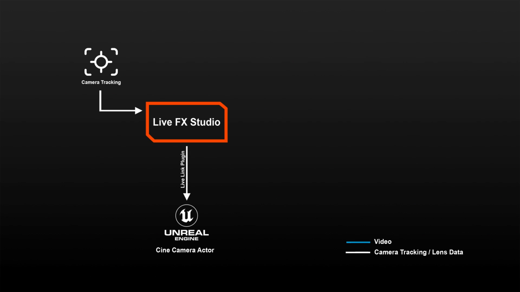As we have already seen, LiveFX can capture tracking data from a wide range of camera tracking solutions, or it can animate its own virtual camera. It can forward the camera data to Unreal using a dedicated LiveLink plugin for Unreal. In Unreal, the LiveLink plugin is tied to the virtual cinecamera actor, which generates a 2D image of the scene.